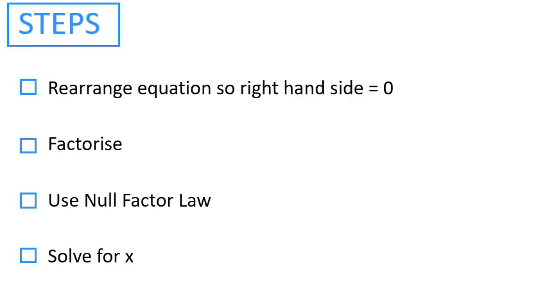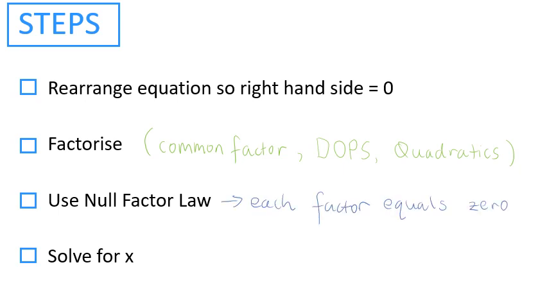To solve a quadratic equation, we follow these steps. First, we rearrange the equation so the right-hand side equals 0. Next, we factorise using either common factors, difference of perfect squares, or quadratics, where we find two numbers that multiply to the end number and add to the middle, then we put them in the two brackets. Next, we use the null factor law, which means we make each factor equal 0, and the last step, we solve for x using inverse operations.